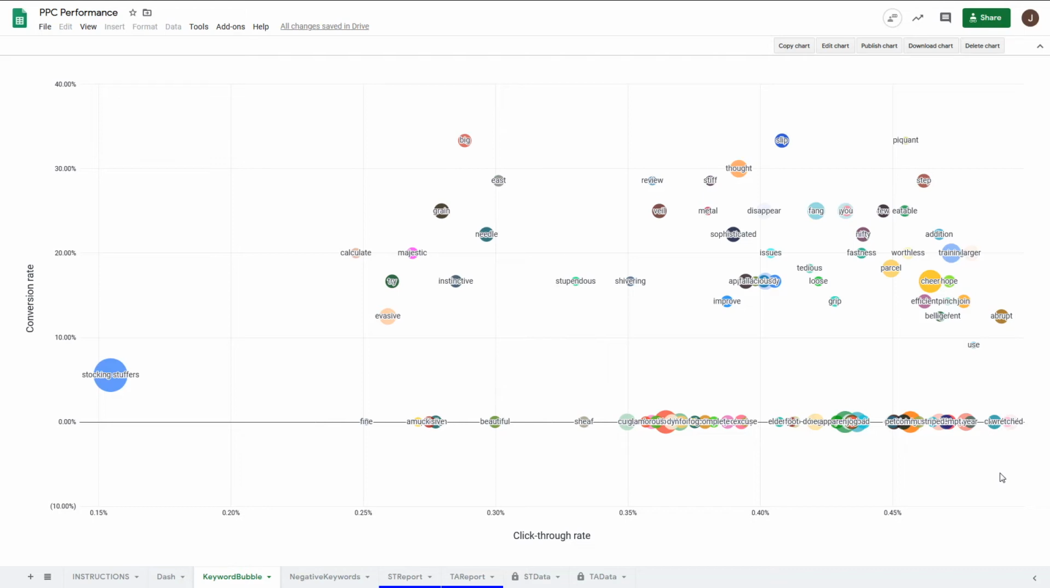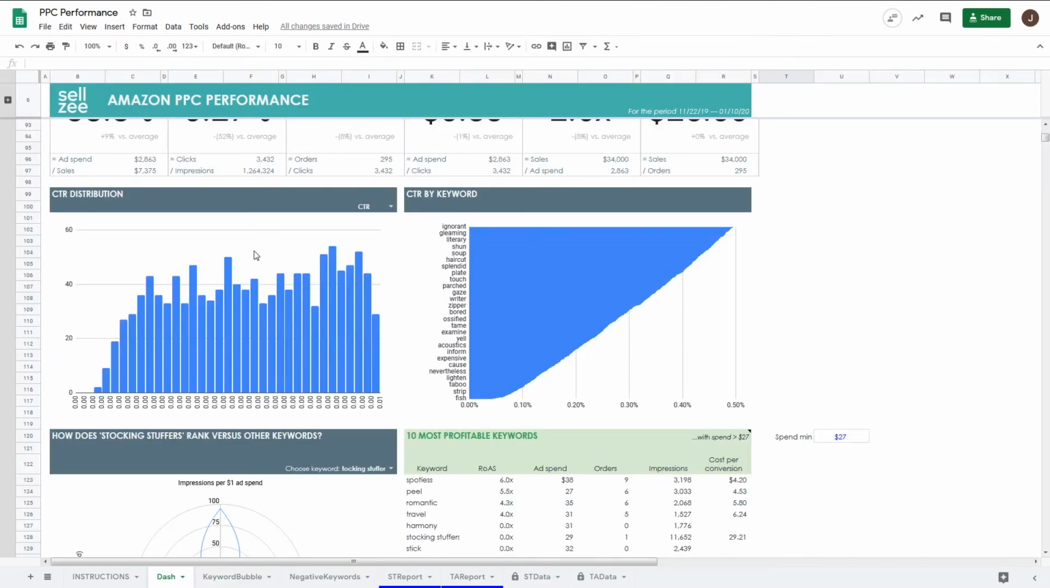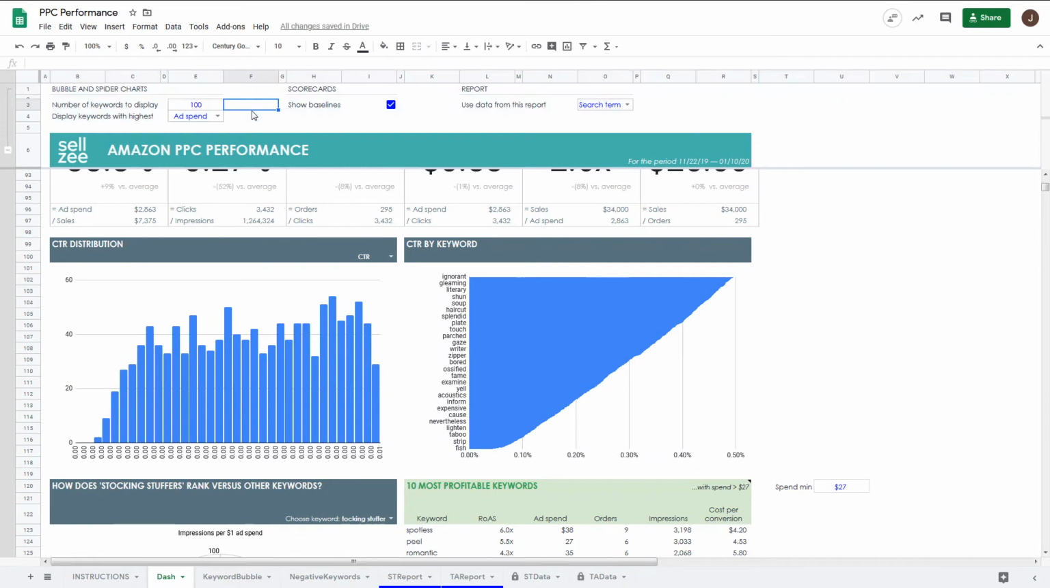So remember, in this case, you're just looking at the keywords that are less than 0.5% because that's the filter we have selected. So by default, this keyword bubble chart will show you the top 100 keywords for the selected segment ordered by ad spend. So that makes it a little bit easier to see the individual bubbles. But you can always go back to the dashboard and then open up the panel. If you want to see more bubbles, you can always change that up here at the top. That'll bump it up so you can see more of the bubbles on the chart.